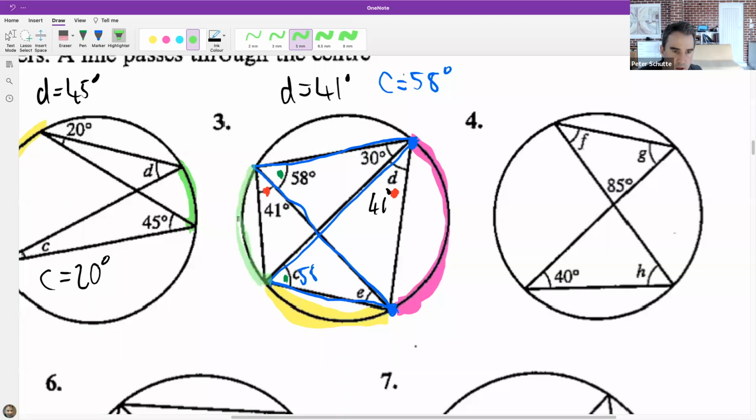But if that was my arc, then it feels like I can get to that one there. And then I can also get to that one there. And so that one goes with that one. And so we say that E is 30.